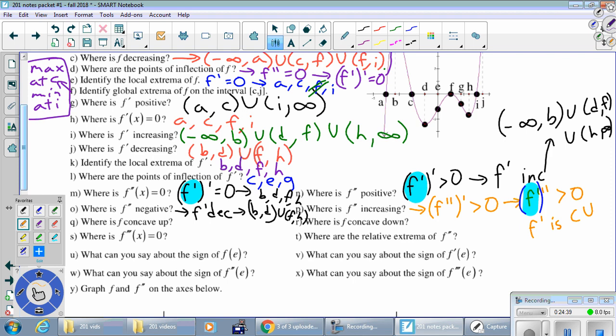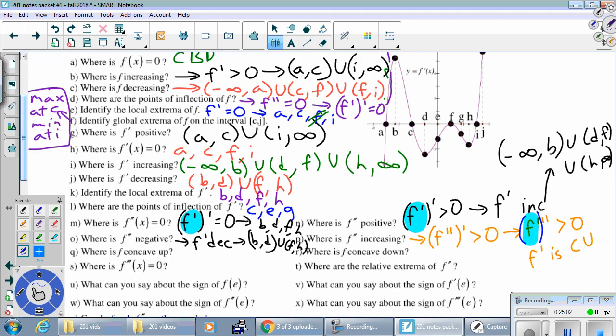And so this question, with a lot of mental translating, F double prime increasing translates to, where is F prime concave up? Where is this graph right here concave up? Okay, and so where is this graph concave up? I guess we haven't answered that one yet. Thought maybe we had, but I don't see it.